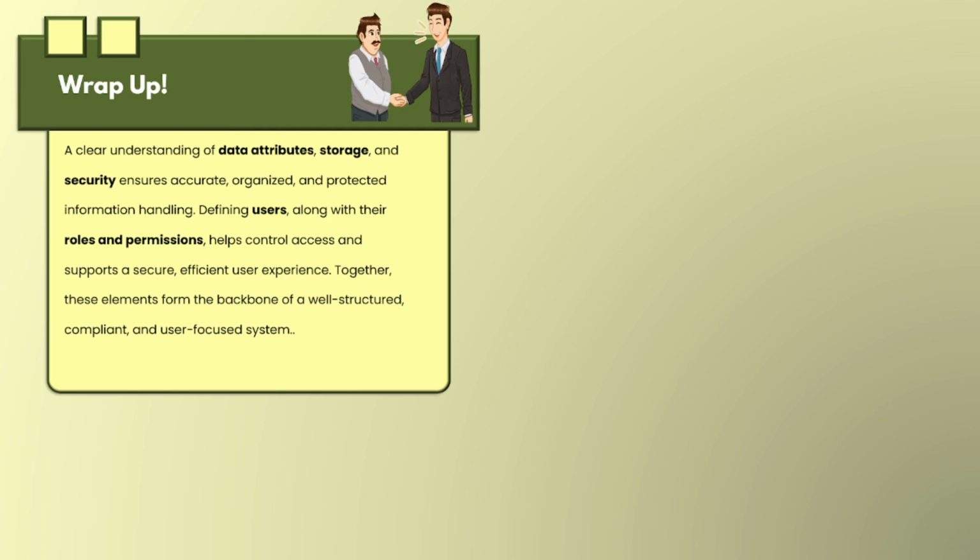A clear understanding of data attributes, storage and security ensures accurate, organized and protected information handling. Defining users along with their user roles and permissions helps control access and supports a secure, efficient user experience. Together, these elements form the backbone of a well-structured, compliant and user-focused system or software. I hope now you have a good idea of data requirements and user roles and permissions. In the upcoming tutorial, we will explore error handling, validation techniques, writing user stories, use cases, and applying the INVEST method to create clear, effective requirements.